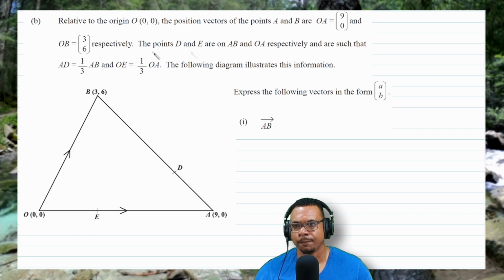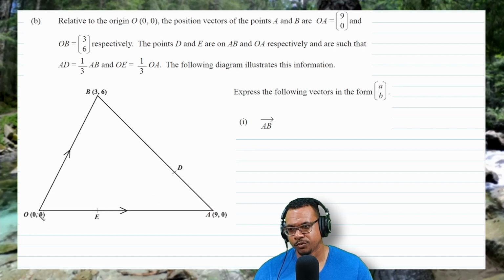All right, respectively. The points D and E are on AB and OA respectively. So D is on AB and E is on OA, such that AD is equal to 1/3 AB. Right? So from A to D is 1/3 the whole thing from A to B. And O to E is 1/3 O to A. So O to E is 1/3 the whole thing O to A. First, we want to find the vector AB. All right, so that's A to B.